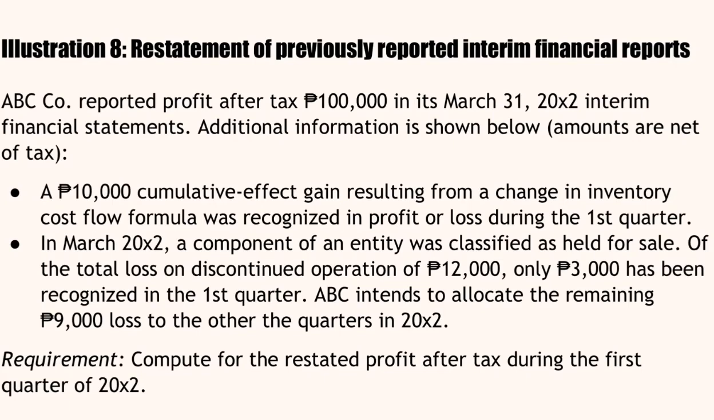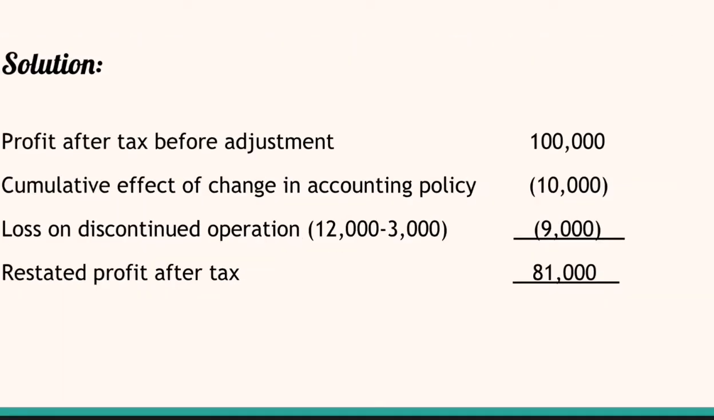Next is an illustration for a statement of previously reported interim financial reports. The requirement is to compute for the restated profit after tax during the first quarter of year 2. Solution: profit after tax before adjustment of 100,000, cumulative effect of change in accounting policy of negative 10,000, loss on discontinued operation of negative 9,000. The restated profit after tax would be 81,000.